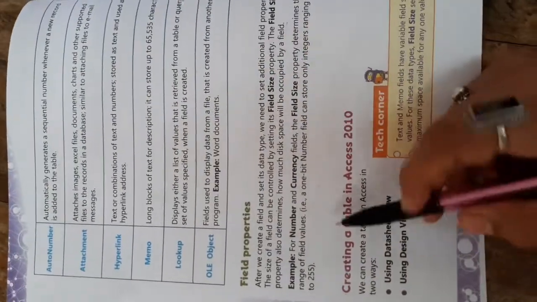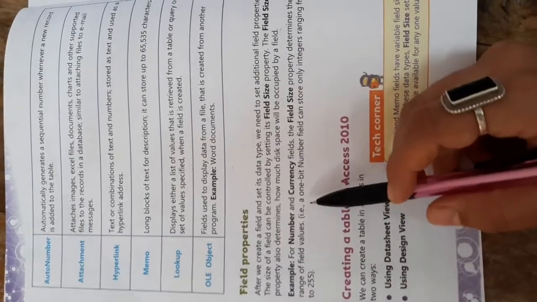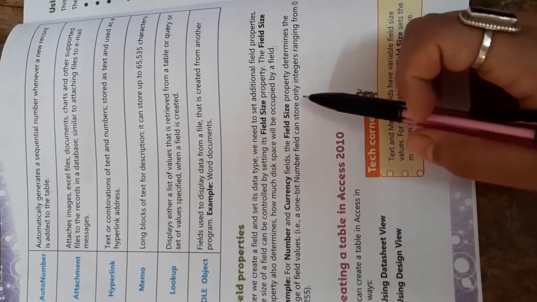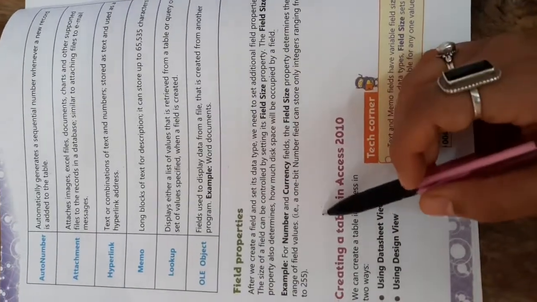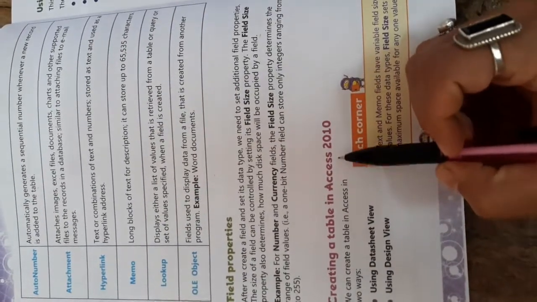For example, number and currency fields. The field size property determines the range of the field values, that is, a 1-byte number field can only contain values ranging from 0 to 255.